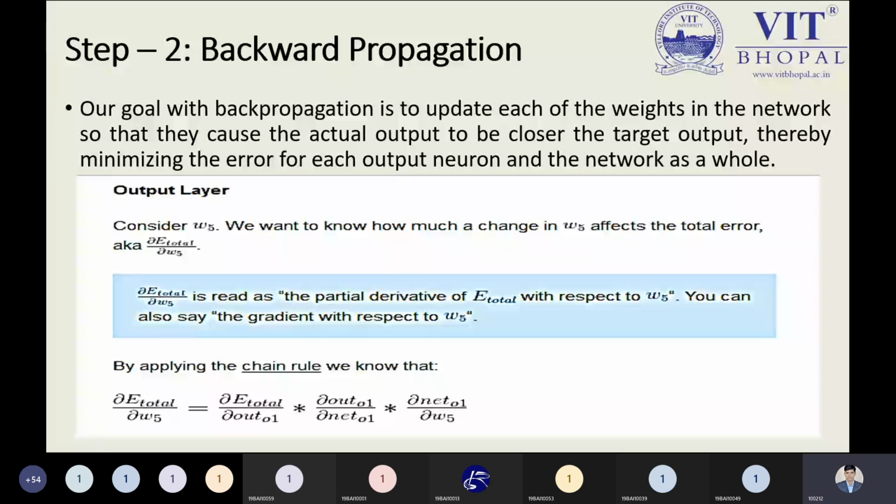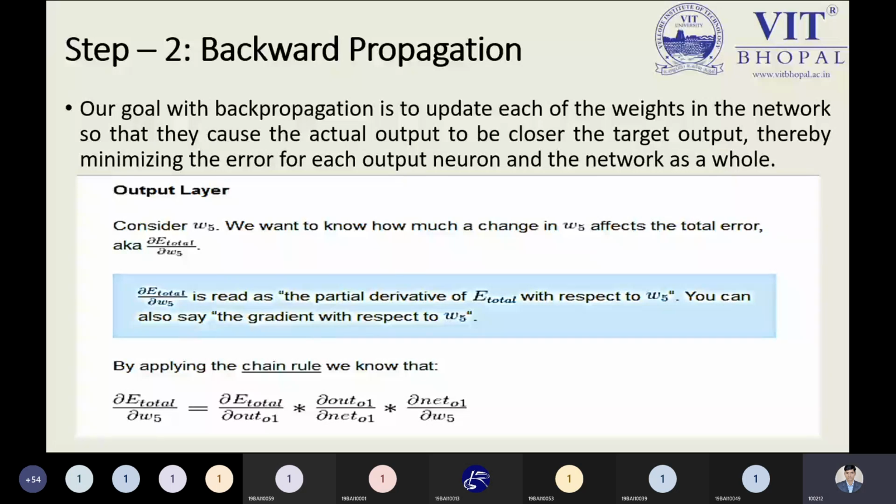So I need to update the weight W5, which is connected to O1. Okay, that is the point people should keep in mind. W5 is a weight which is connected to O1. If I'm updating the weight W5, I just need to use E total. We can say the partial derivative of E total with respect to W5.